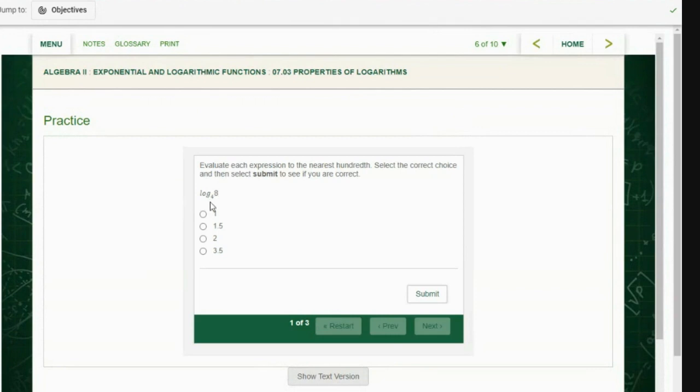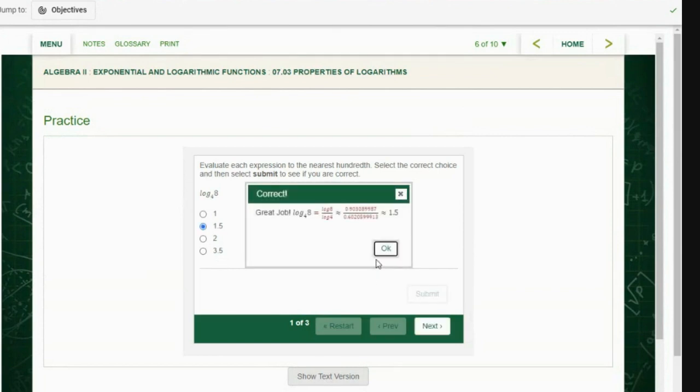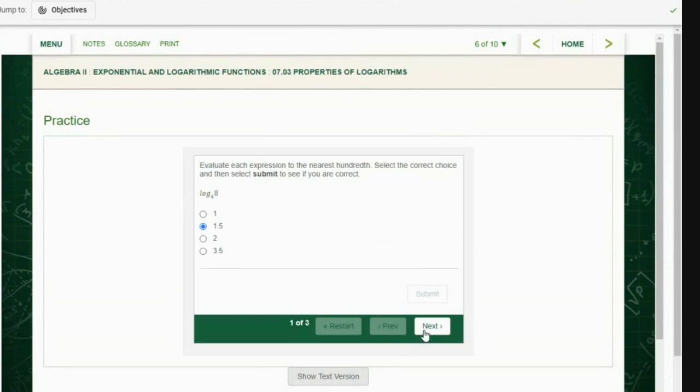Log base 4 of 8. 4 to what power equals 8? Use the change of base formula. Put that in a calculator. Log 8 divided by log 4. Which one of those numbers do you get? I bet you get that one. Yeah, log 8 divided by log 4. Go to the next one.